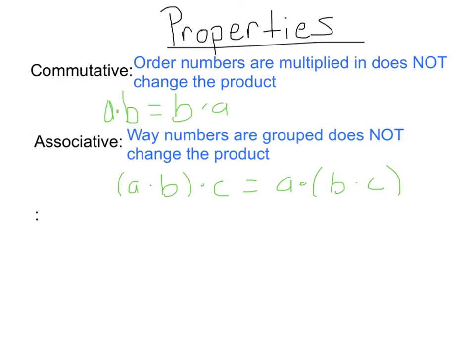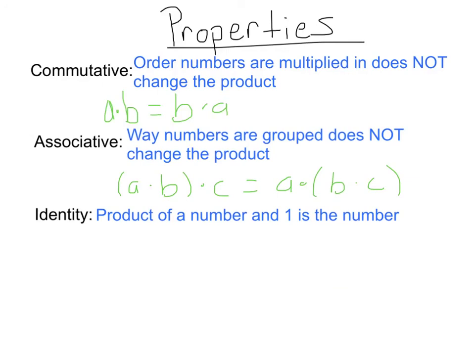We also have an identity property of multiplication, which means that if we have a number and we multiply it by 1, we are going to get the number back, or the identity of the number. So if we have A times 1, we're going to get A back. So 5 times 1 equals 5.